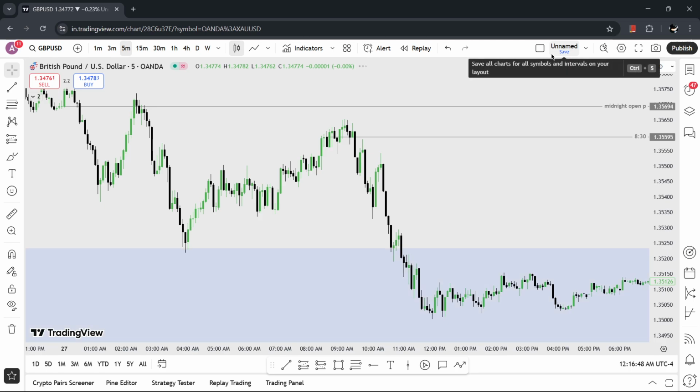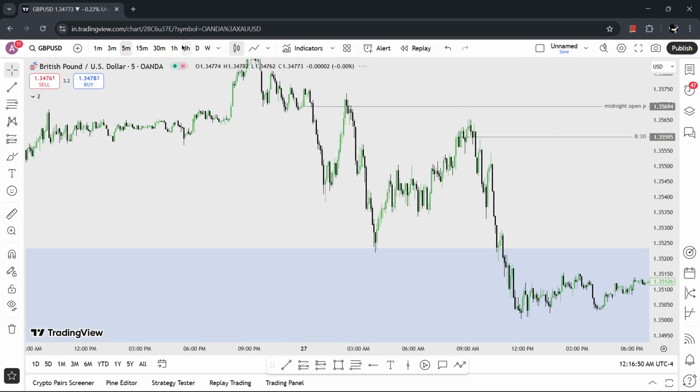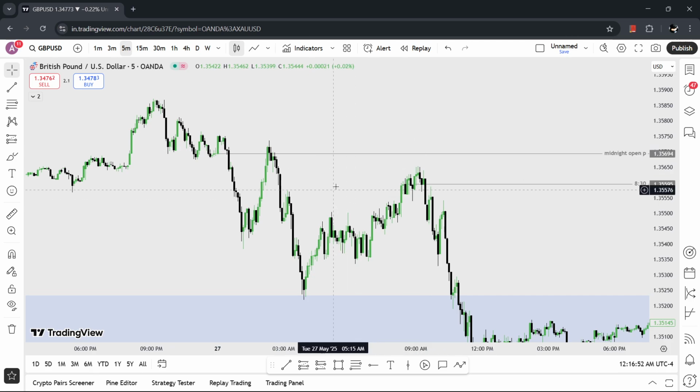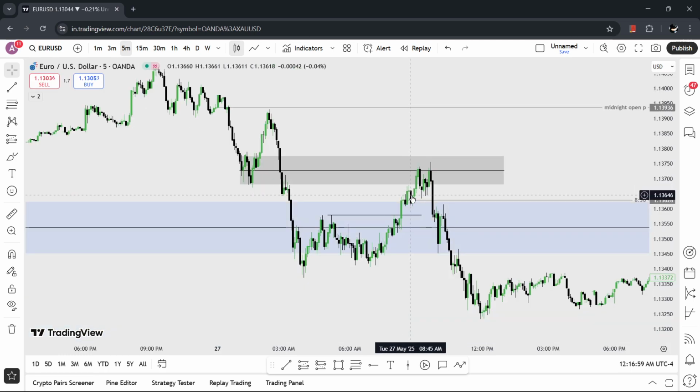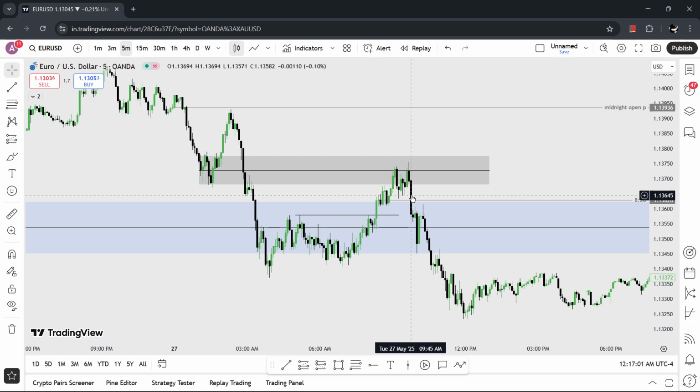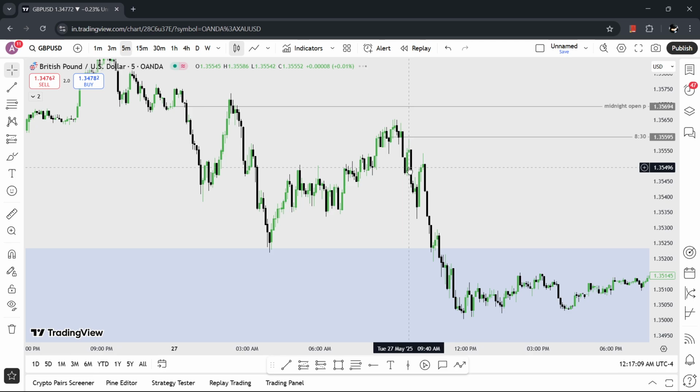Going to GBP USD. I want you to focus on here. This is the area. 830. Euro USD 830 is here. These two highs, 910 high, 940 high. 910 high is here, 940 high is here.